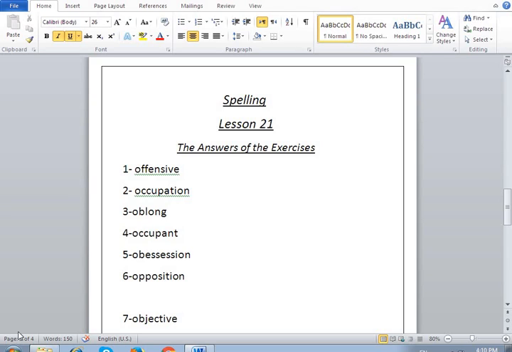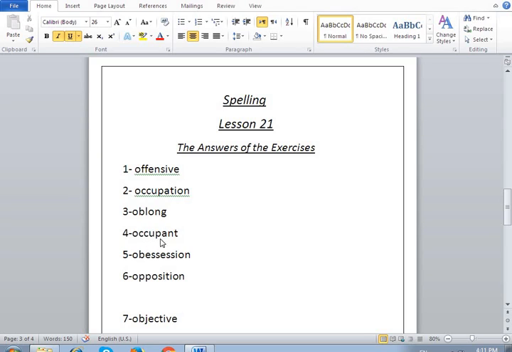Yep, it is misspelled, so we have to correct it with FF. Offensive. Number 2, occupation. Yep, it is written correctly. Occupation. Number 3, oblong. Of course, we will cancel one of the two L's which we have. Oblong with one L.